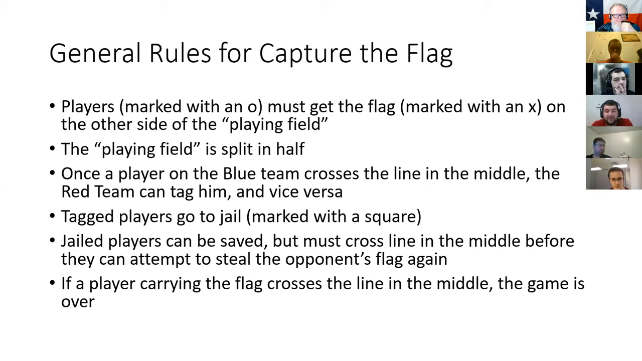The playing field is split in half. Once a player on the opposite team crosses that line in the middle, the defending team can tag them, and vice versa if they swap over to the other side. Tagged players go to jail, which I marked with a square on the map. Jailed players can be saved by their teammates. However, they have to go back and cross that middle line before they can attempt to go back on offense. And if the player carrying the flag crosses the line in the middle, then the game is over.